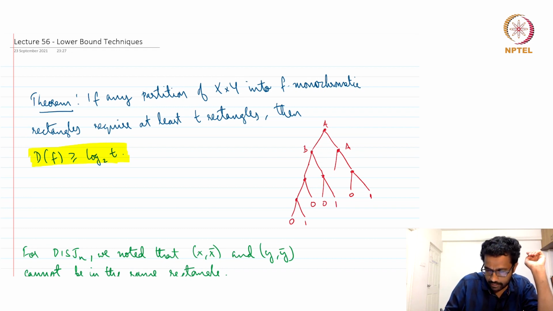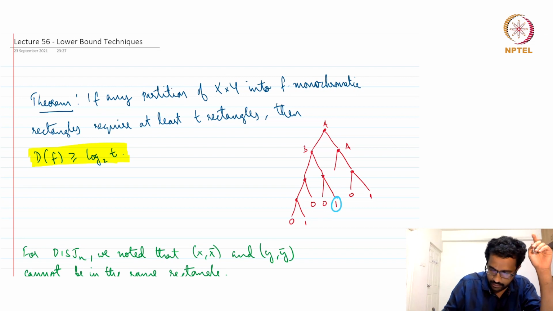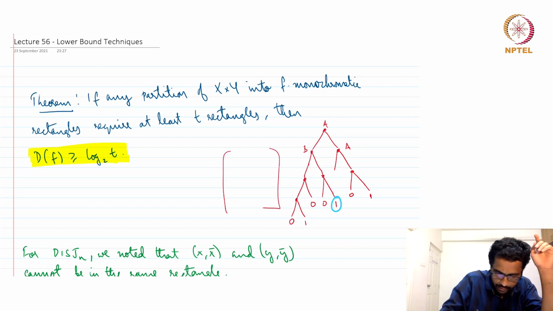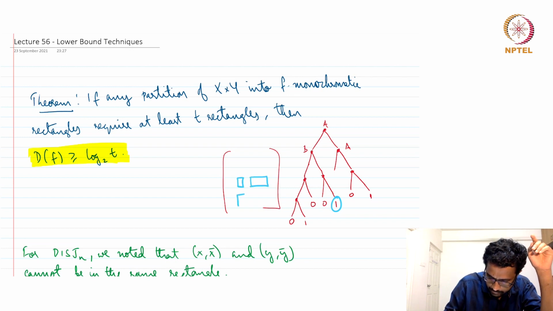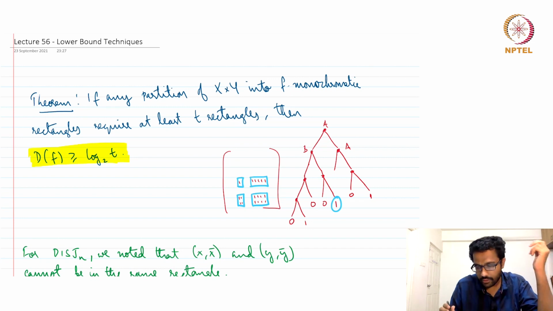So let's consider this leaf that I am circling with blue. This leaf will correspond to a one-monochromatic rectangle. So this will correspond to a set of inputs in the matrix that will be a one-monochromatic rectangle. It need not be a contiguous rectangle, it could be something like this. It could be 4 pieces or something like that. All of the entries here will be ones.